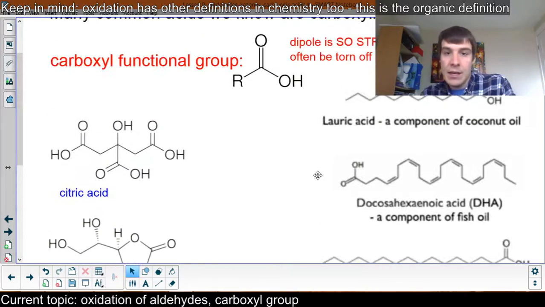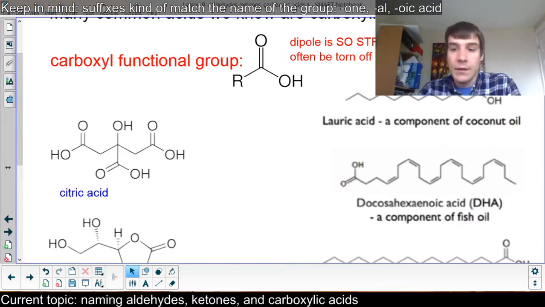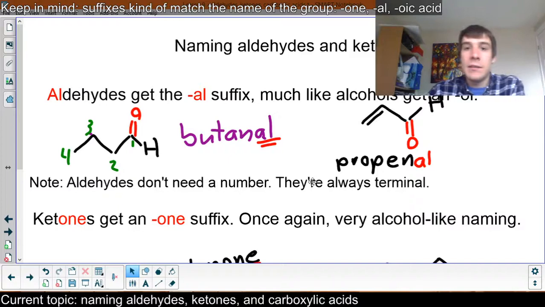Our next section is talking about naming these things. Naming these works a lot like alcohols. Remember, alcohols get an "ol" ending. Aldehydes get an "al" ending. So this is butanal. This would be propenal, because there's a double bond there.